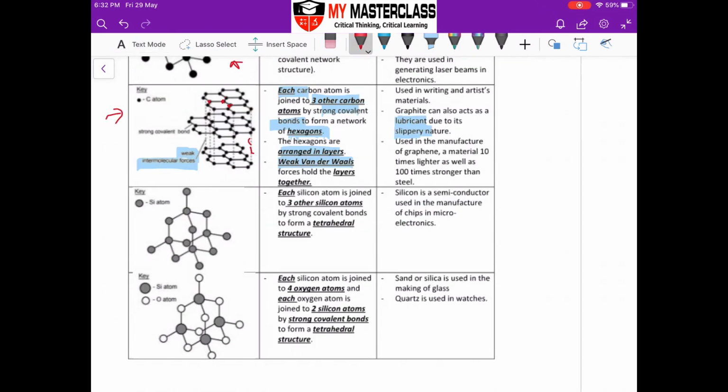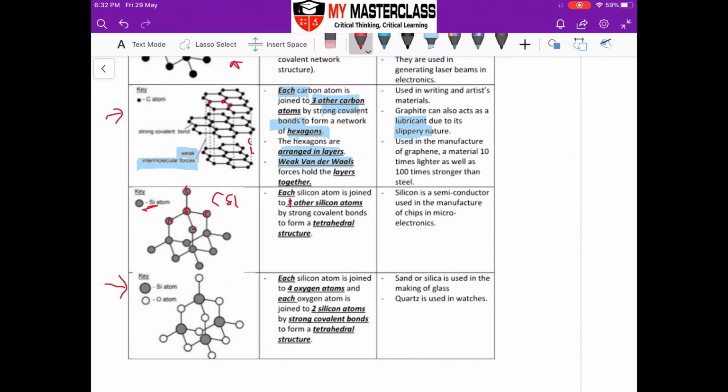The next example that we are going to look at is this picture over here, which looks almost similar to diamond. Now we are talking about silicon atoms. If you remember, carbon and silicon are both in group 4, so they have 4 outer electrons. So silicon will have the same arrangement. One silicon atom is connected to 1, 2, 3, 4 other silicon atoms.